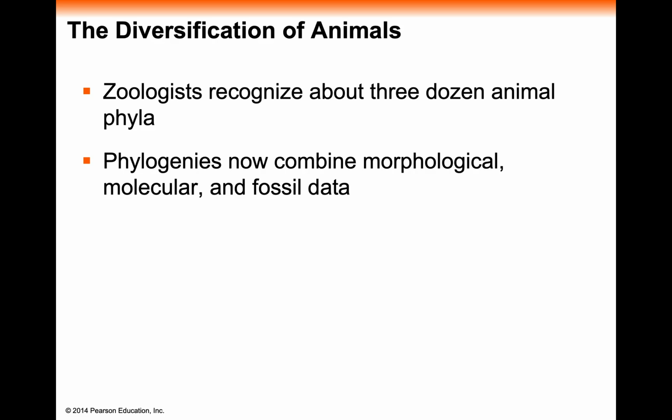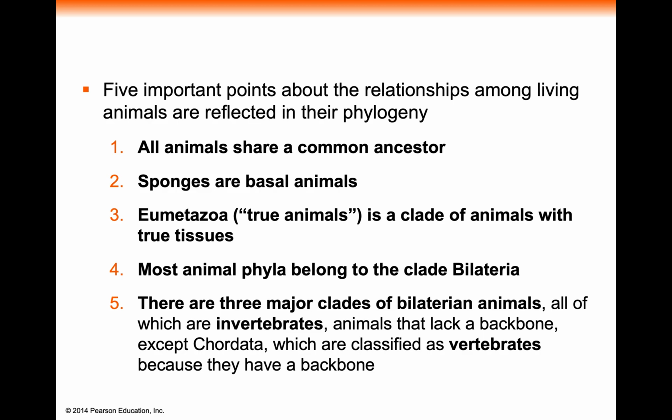Zoologists recognize about 3 dozen animal phyla. Phylogenies now combine morphological, molecular, and fossil data. And again, back when we were looking at cladograms, we talked about how it's important to look at not just body shape and structure, but also the molecular data and the fossil data. So now we have a much better understanding of animal relationships.